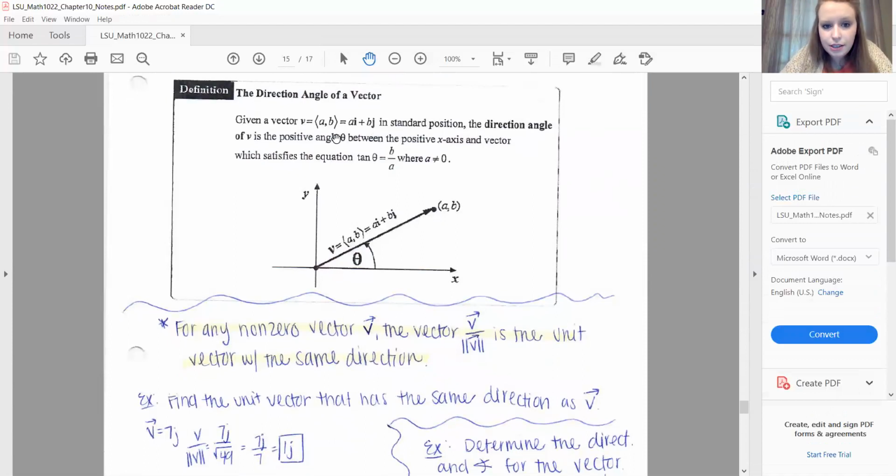Okay, so you're still using your A, B's, I's, and J's here, but to find the angle, you're going to use tangent of B divided by A, and it's the absolute value of that, pretty much.